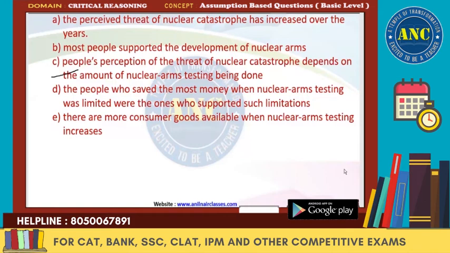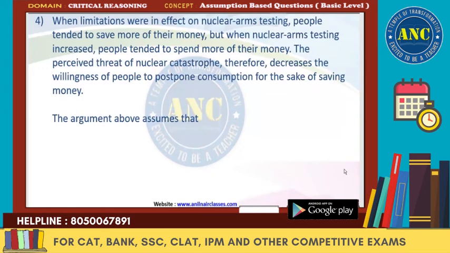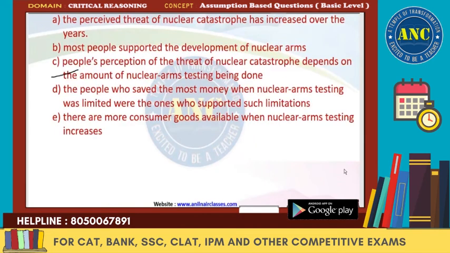Now, on the basis of an observed correlation between arms testing and people's tendency to save money, what does the argument conclude? The argument concludes that there is a causal connection between a perception of threat and the tendency not to save. And that connection cannot be made unless option C, that point linking the perception of threat to the amount of testing being done, is assumed to be true. Hence, option C is the best answer.